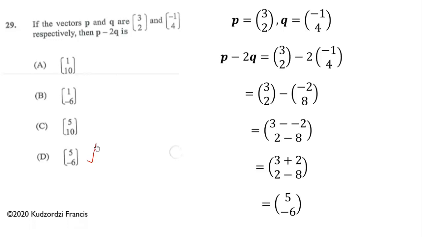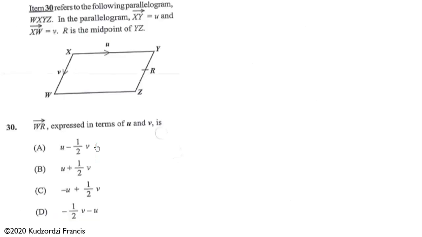question 30 of May 2019. So we have this question. Item 30 refers to the following parallelogram WXYZ. In the parallelogram, XY is equal to u. So this vector is equal to u, and note that in a parallelogram the opposite sides are equal, then we have XW is equal to v. So this is also equal to u, and this is also equal to v.